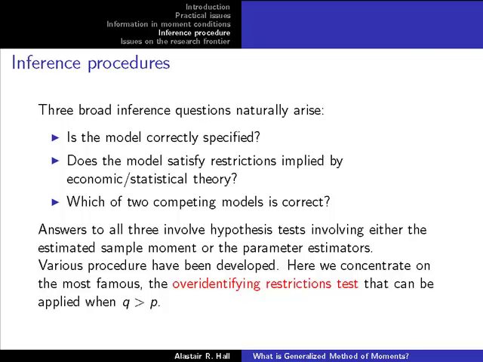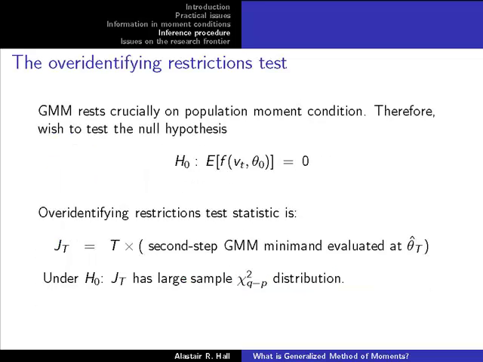So all of these questions have been addressed to varying degrees, and collectively they've generated voluminous literature. And the answers all involve hypothesis tests, and they're either based on sample moments or they're based on the parameter estimates. I just mentioned one explicitly, which is called the over-identifying restrictions test, which could be applied to address the first question there, whether the model is correctly specified, in a case where we've got more moment conditions than parameters. Because this statistic is ubiquitously reported in all applications of GMM.